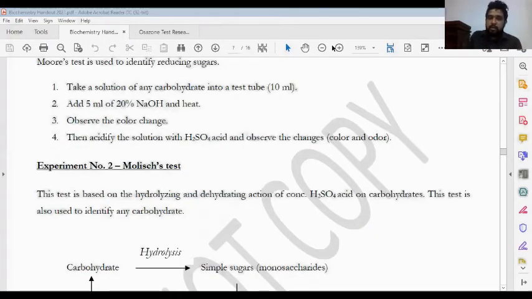Benedict's test, and Fehling's test. In this biochemistry experiments section, we will talk about Fehling's test.